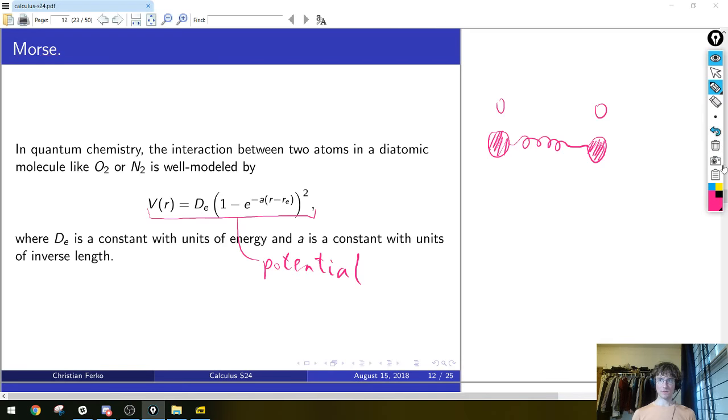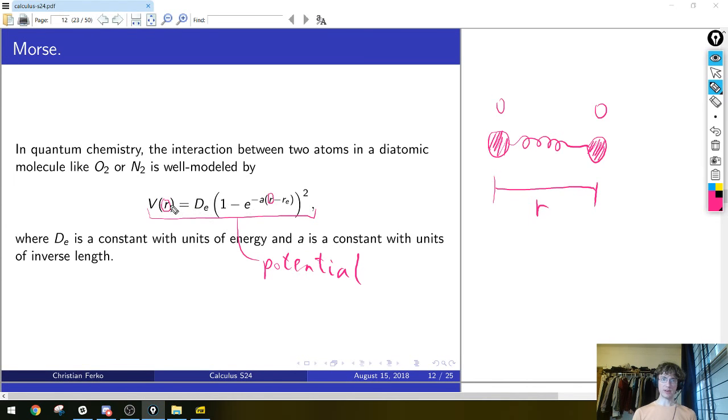So what are the things in this equation? R is the radial distance between the two atoms. So the distance between the two of them is R. If R increases, they're getting further apart. If R decreases, they're getting closer together. R appears here. So this is a function of one variable, by the way.